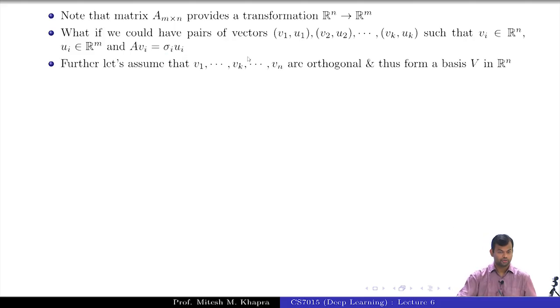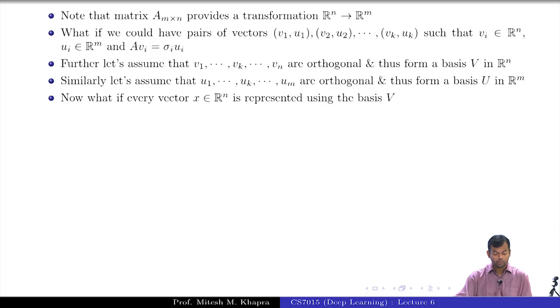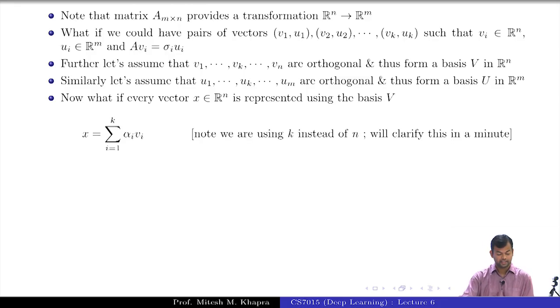And we'll of course assume that these are orthogonal and form a basis. So the Vi's form a basis in Rn and the Ui's form a basis in Rm. Okay, is that clear? That's all straightforward, right? We have these vectors. Now, every vector belonging to Rn, which was the input space, can be represented using a linear combination of V. Straightforward. And any vector belonging to the output space can be represented using U, right? So that means any x in the input space, I can write it as this linear combination.